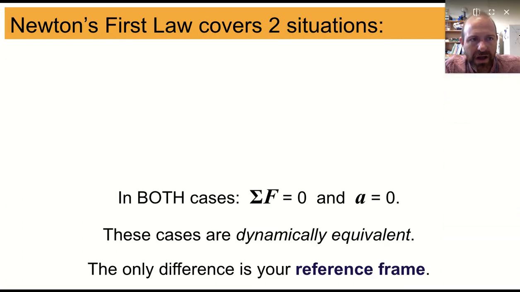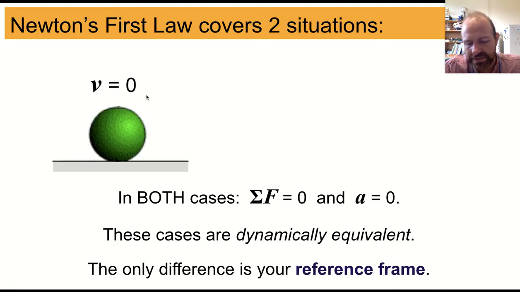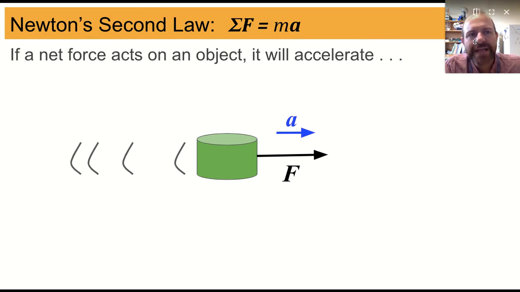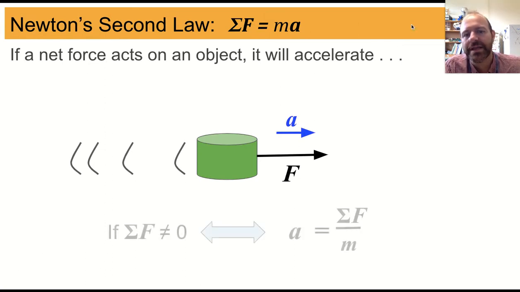Newton's first law covers two situations, both moving and not moving, right? Because what's the difference between zero velocity and constant velocity? Well, the only real difference is your reference frame. The net force is zero, and we don't have an acceleration. And this leads to that statement of an object at rest stays at rest, an object in motion stays in motion. Newton's second law talks about when there is a net force, when there is acceleration.